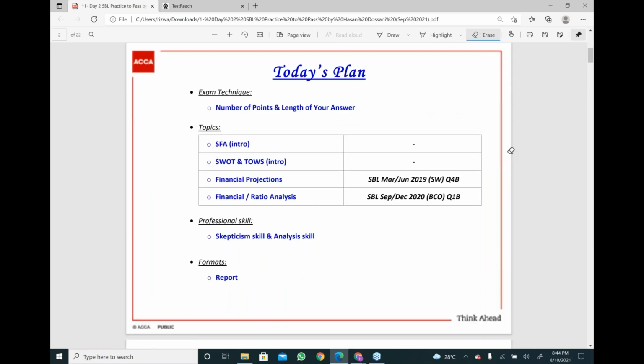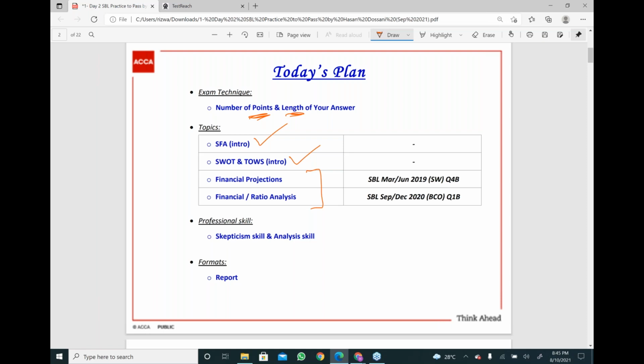So what's today's plan? Today, from an exam technique point of view, we will discuss the number of points and the length of your answer. Then we will talk about SFA, SWOT and TOWS model. And then today I want to give sufficient time for financial related questions. In my previous webinar, I felt that you guys were lacking financial expertise as well. So in this webinar, I thought to give almost a whole day to finance related questions, so that we do 2 questions properly. So at least being finance students, we can score high marks in a numerical question.